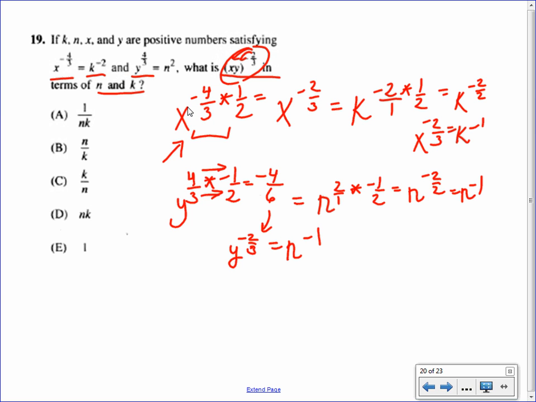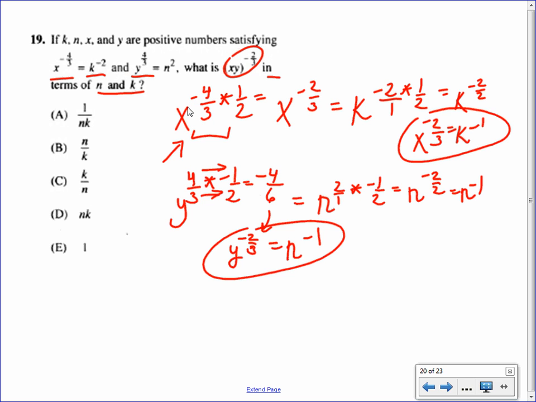And let's just remind ourselves what we're being asked. We're being asked what is x times y in parentheses raised to negative 2/3. So now we have everything we need, because we have this information about what y to the negative 2/3 is in terms of n, and also what x to the negative 2/3 is in terms of k. So now we just have to combine those. So y to the negative 2/3 will be n to the negative 1, and x to the negative 2/3 will be k to the negative 1.